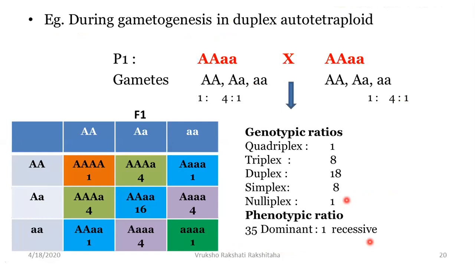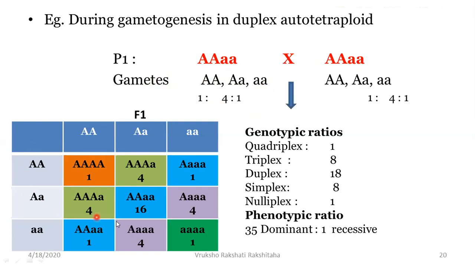Here I have taken one typical example. During gametogenesis in a duplex autotetraploid, what happens? Look at this. This is a parental generation with two dominant alleles and two recessive alleles, crossed with another parent, the male line, of the same genotype. What are the gametes formed here? You can see that three types of gametes are formed: homozygous capital A, homozygous small a, and heterozygous capital A and small a. This occurs in the ratio of 1 is to 4 is to 1.